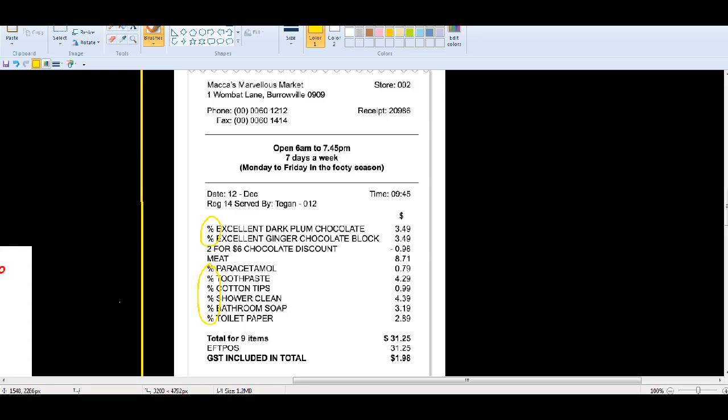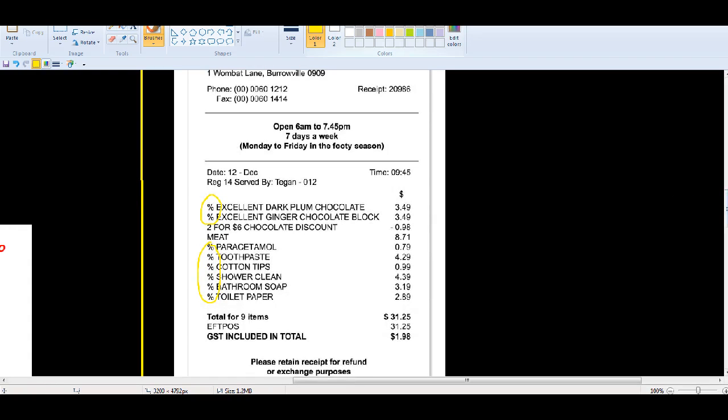Okay, but sometimes some goods are not going to be charged GST, like this time the meat, because you don't see the percentage symbol in front of it, so that means the meat is exempt from GST. Okay, you don't need to pay that 10% for the meat. Alright, so let's see.